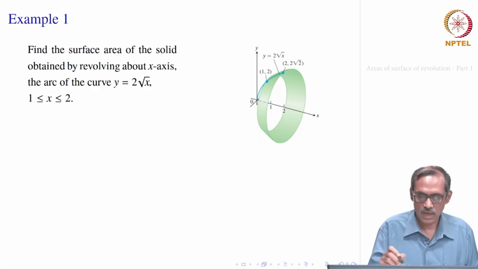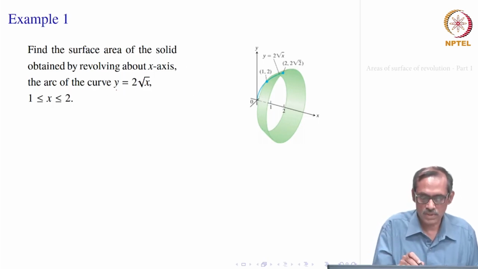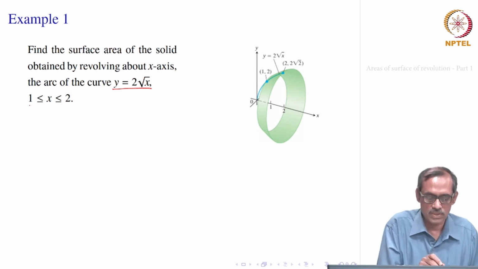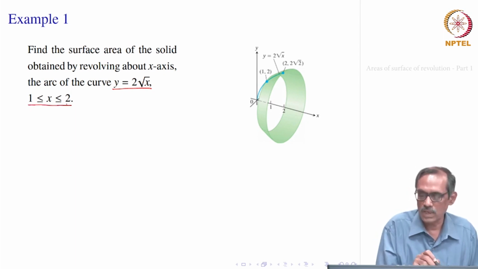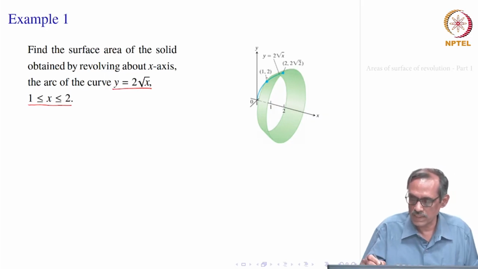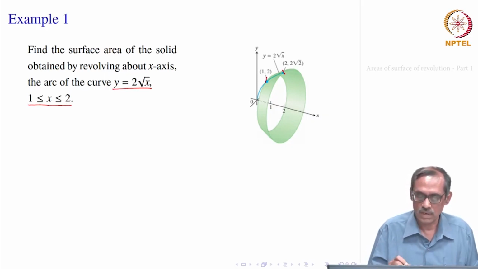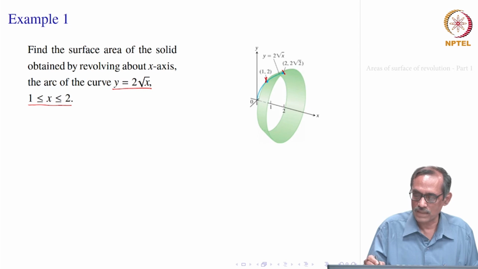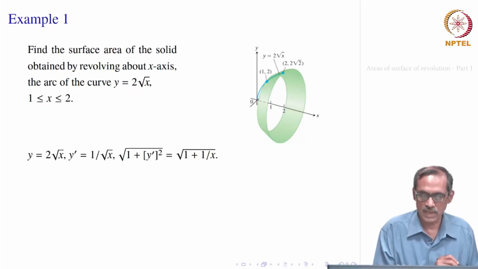Say in this example, we have a curve which is y equal to 2 root x, and we are taking an arc of this curve which is defined by varying x between 1 and 2. So, x varies from 1 to 2. The curve y equal to 2 root x is the whole blue one as you see in the picture, but we are interested only in this arc which is revolved around the x axis to obtain this surface which is painted green here. So, now we want to find the surface area.